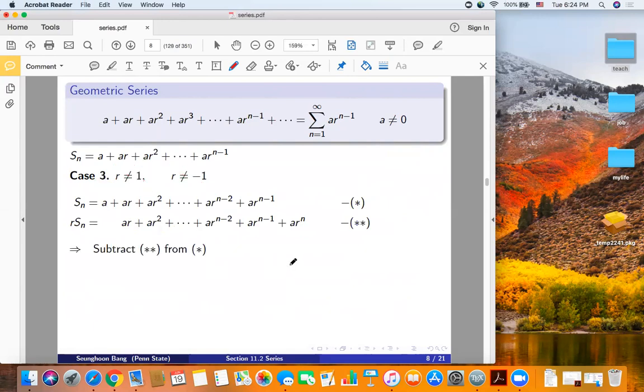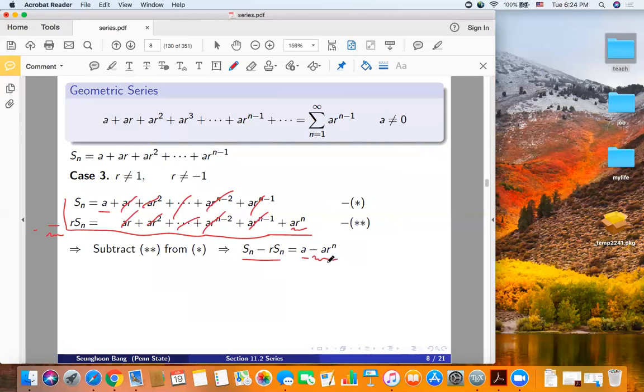The next step is to subtract. You just only subtract. Sn minus r Sn is the left-hand side. Next, ar minus ar cancels, ar squared minus ar squared cancels. The middle terms all cancel. What's remaining here? The a minus ar to the n. So we have just this one.